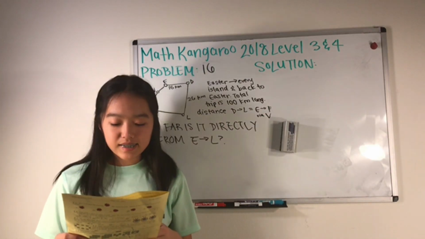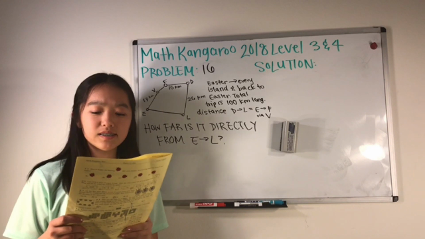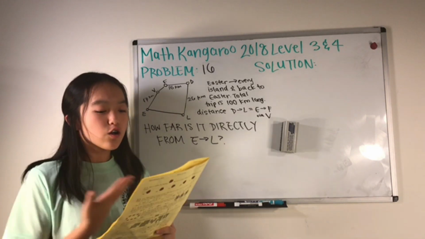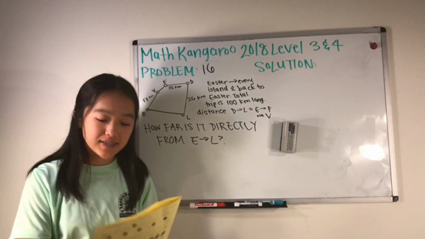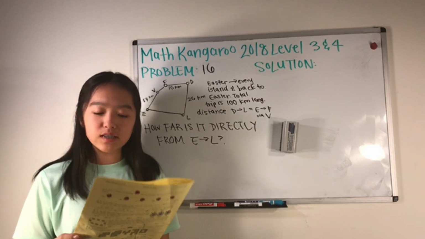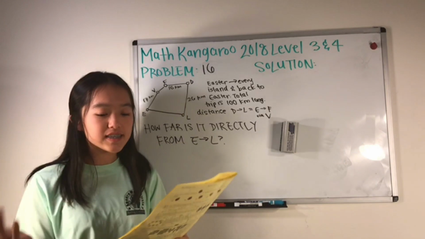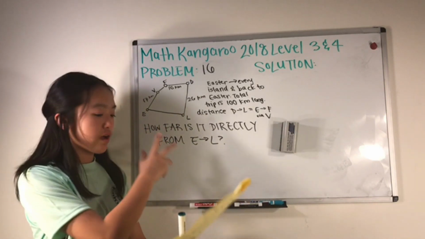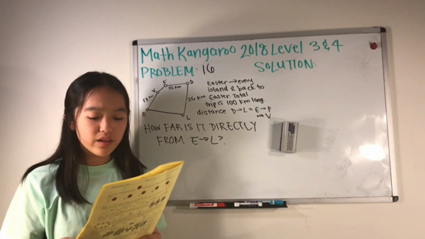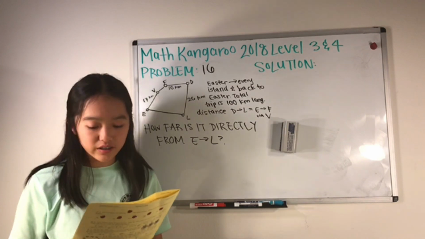Problem number 16 says, Captain Cook wants to sail from the island called Easter through every island on the map and back to Easter. The total journey is 100 kilometers long. The direct distance between desert and lake is the same as the distance between Easter and Flower via volcano. How far is it directly from Easter to lake?